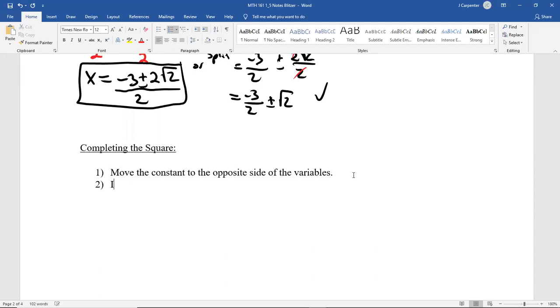Second step, and this is an if. So this isn't necessarily a step, it's an if step. If the leading coefficient is not 1, divide all terms by it. You're going to be taking some giant leaps of faith with me and trusting me that this works. As we do an example, I'll explain why it works. But the good thing is that it works 100% of the time. It's just some mathematicians hundreds of years ago figured out this pattern.